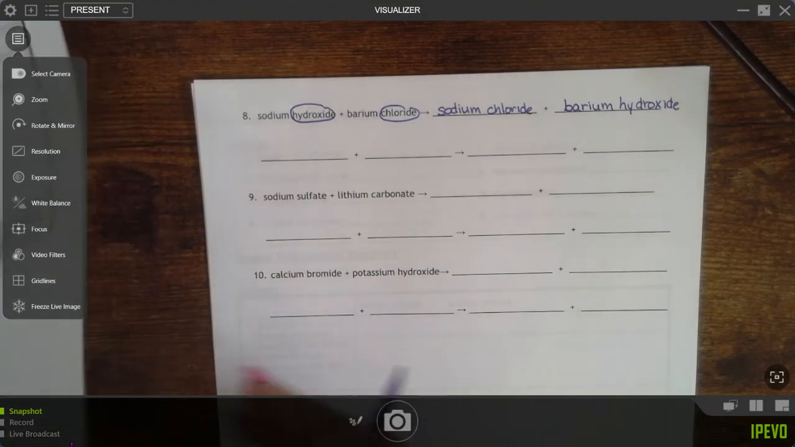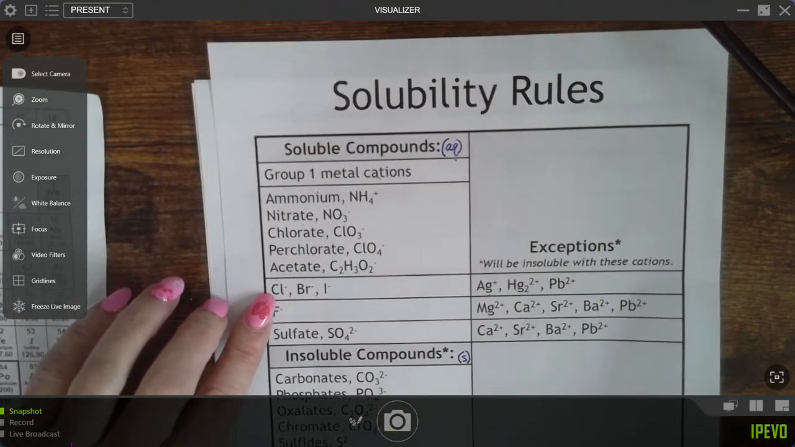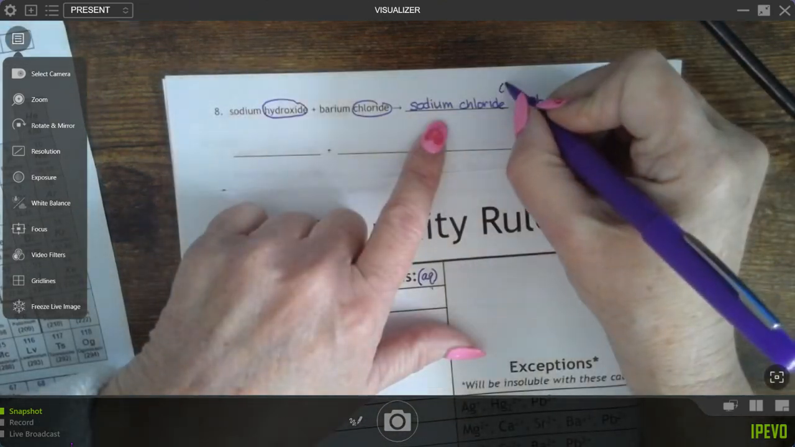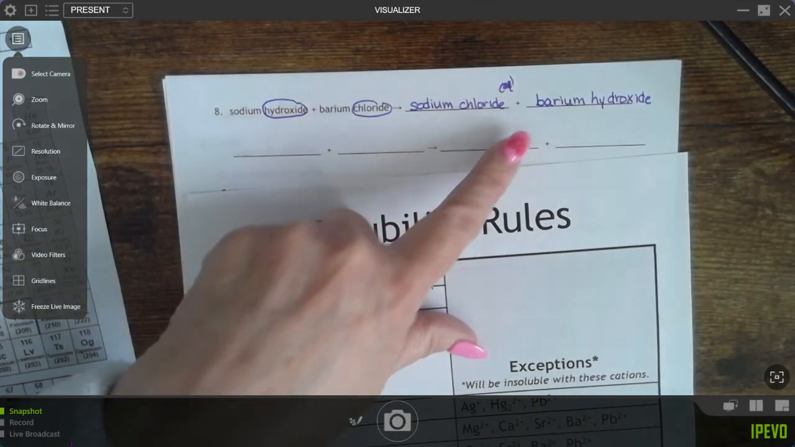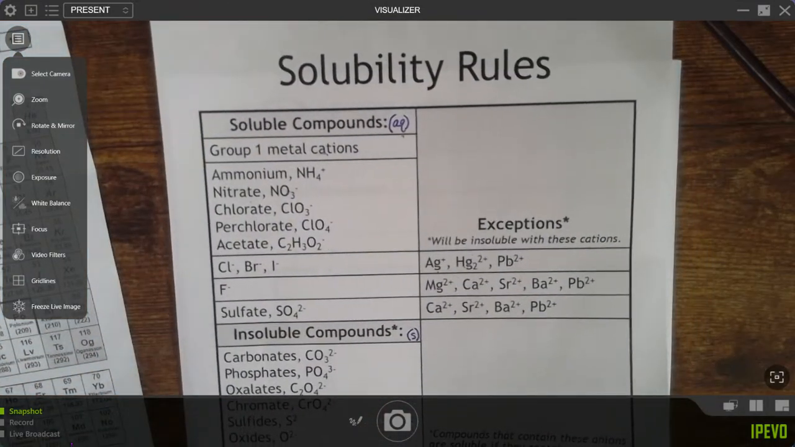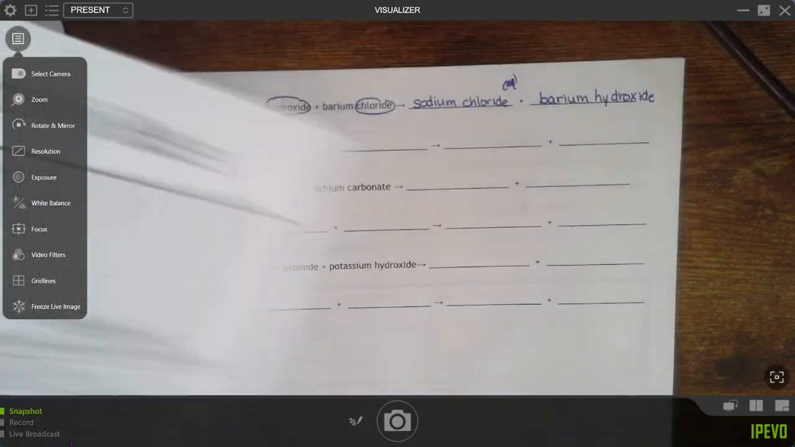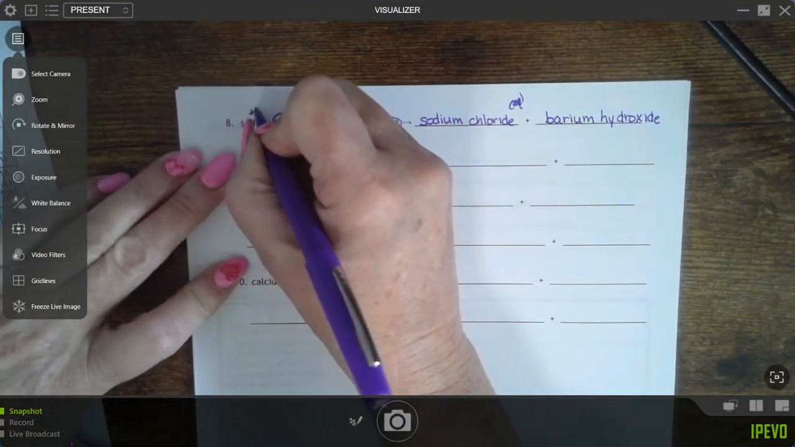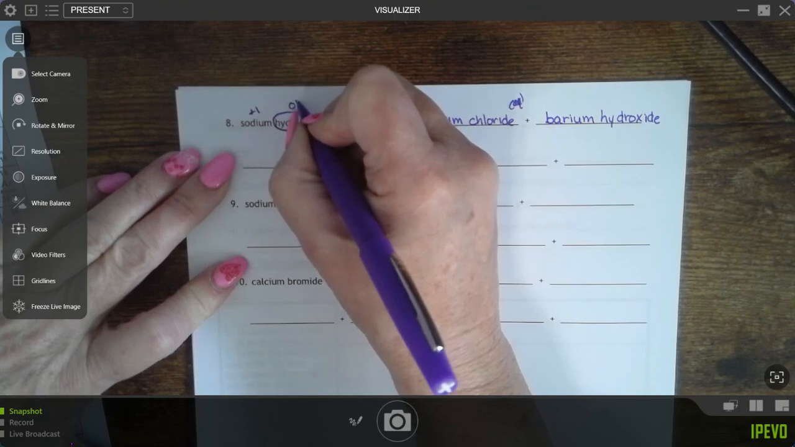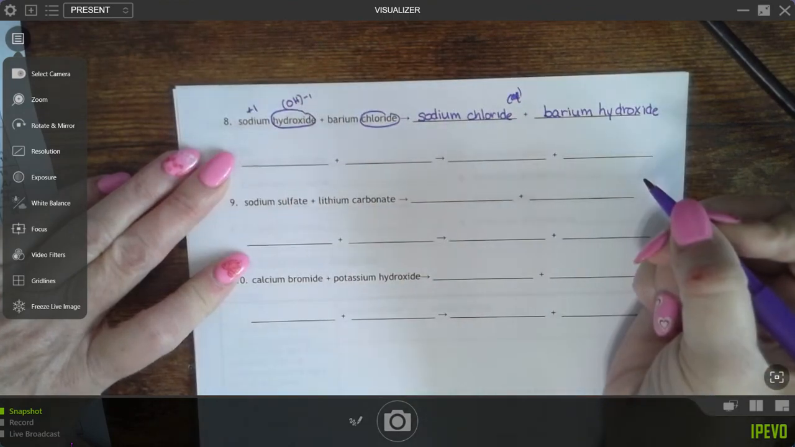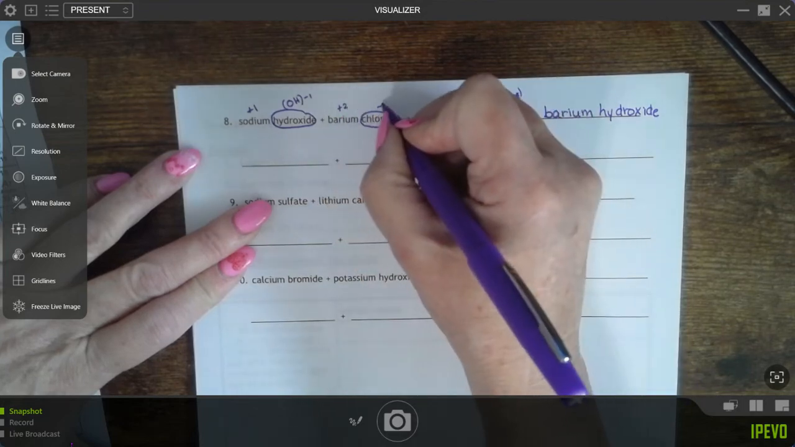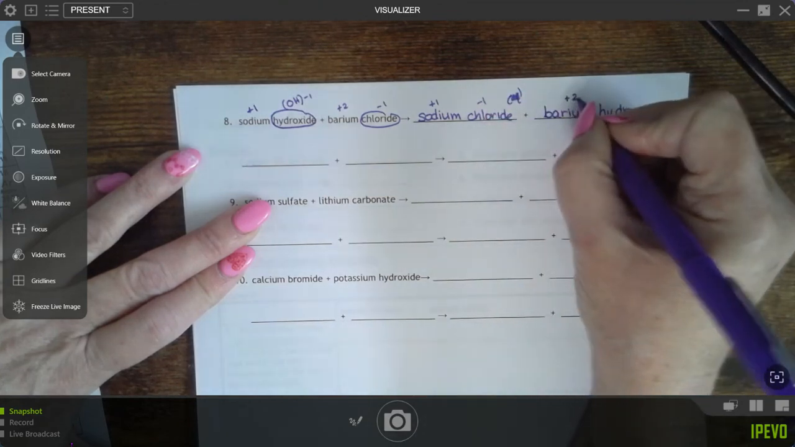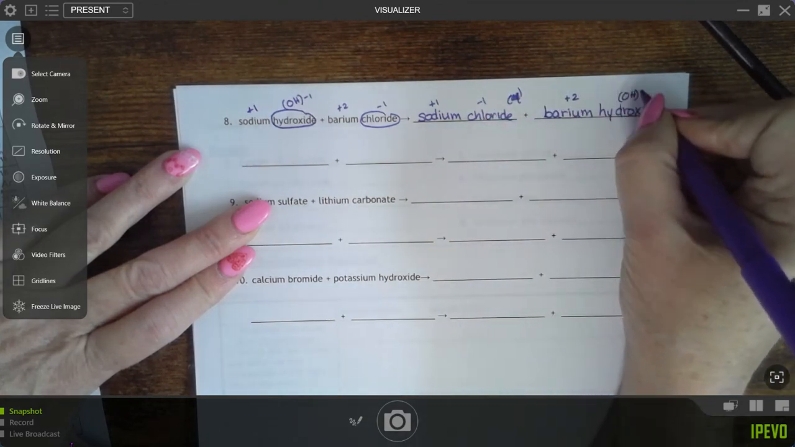Okay, and if we look at our products, chlorine is always soluble unless it's with one of those 3, and it's with sodium, so this is going to be aqueous. And barium hydroxide, hydroxides are always insoluble. So barium hydroxide is going to be insoluble. Now, if we look for our charges, sodium is +1. Hydroxide, one we don't see very often, is OH with a -1 charge. Barium is +2, chlorine is -1. Sodium's +1, chlorine's -1, barium's +2, hydroxide is OH -1.